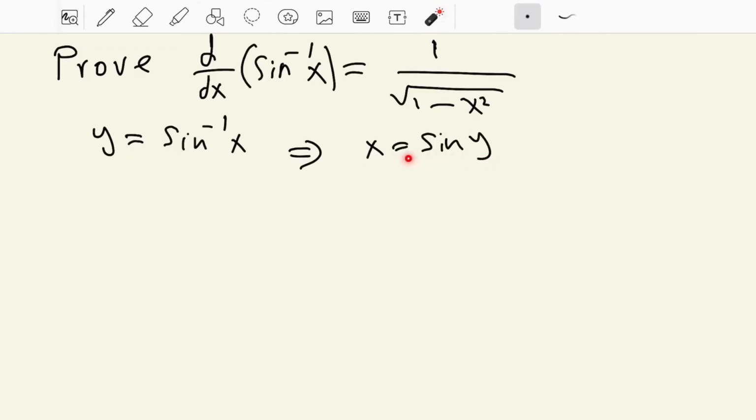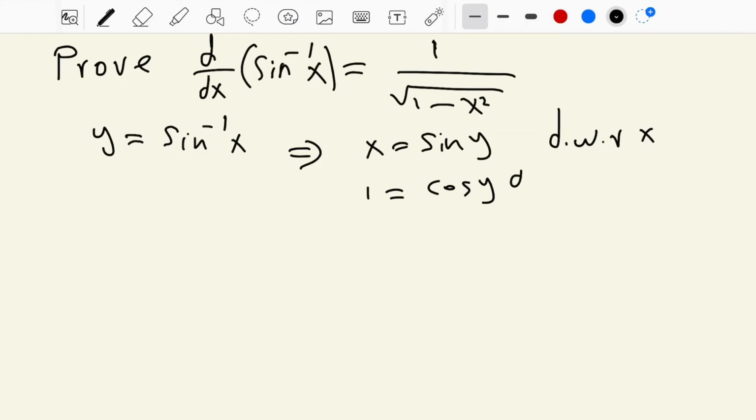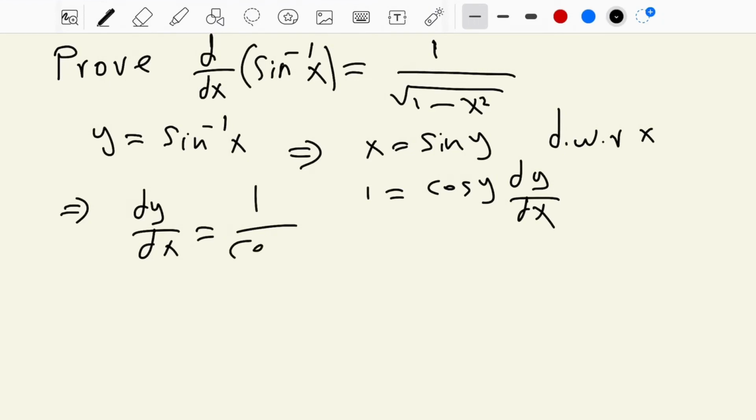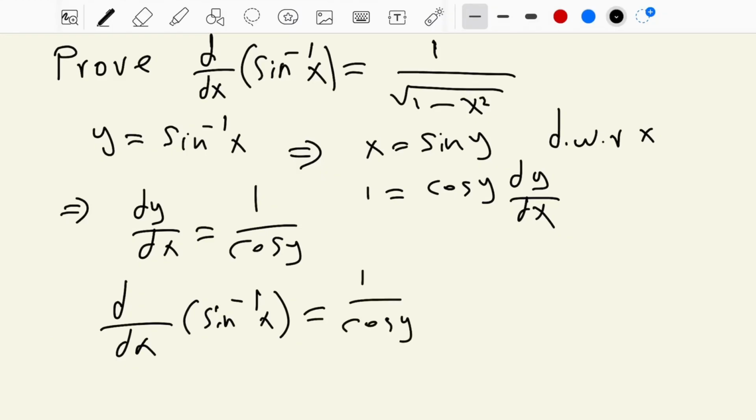Now differentiate this equation with respect to x. The derivative with respect to x becomes 1 equals cosine y times dy/dx, then dy/dx is equal to 1 over cosine y. And we know that d/dx of y, with y equal to sine inverse of x, so we write d/dx of sine inverse of x equals 1 over cosine y.